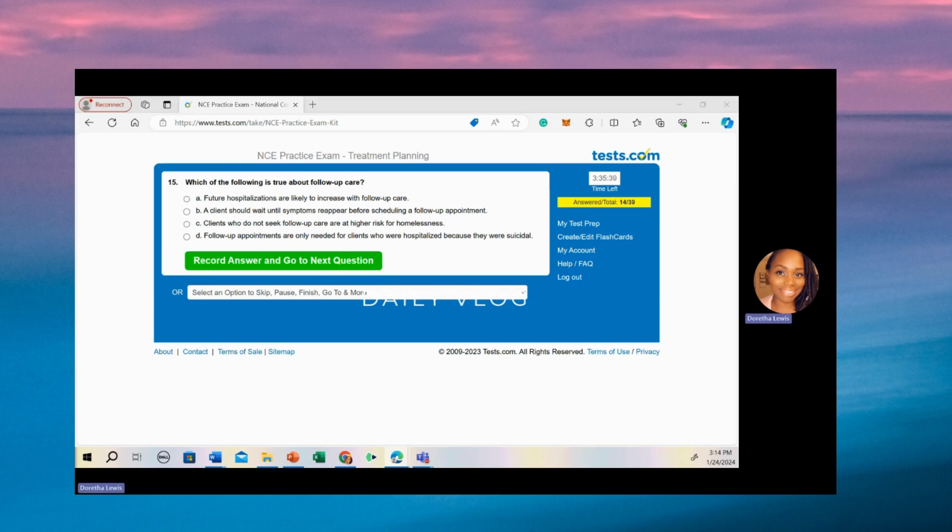Which of the following is true about follow-up care? A, future hospitalizations are likely to increase with follow-up care. B, a client should wait until symptoms reappear before scheduling a follow-up appointment. C, clients who do not seek follow-up care are at a higher risk for homelessness. And D, follow-up appointments are only needed for clients who were hospitalized because they were suicidal. We're going to go with C.